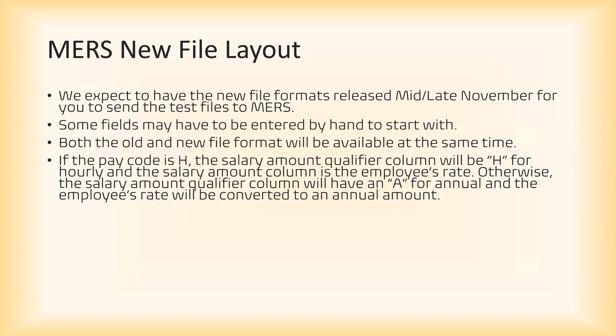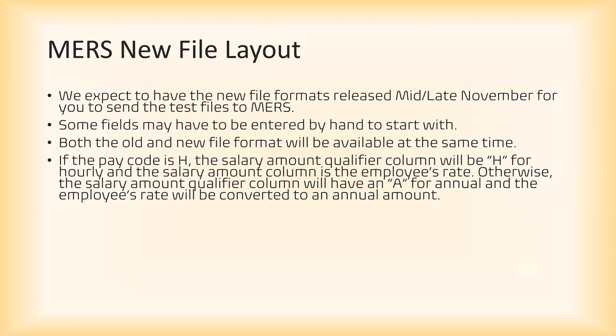One thing that they added to the new file format is they now have your annual salary and they ask for your hours type and a salary per pay period. So if the pay code for the employee is H, then the amount qualifier column will be H for hourly, and the salary column will be the employee's rate. Otherwise, I'm just going to annualize whatever their rate is, and it will have an A. And that's based on their number of pay periods.